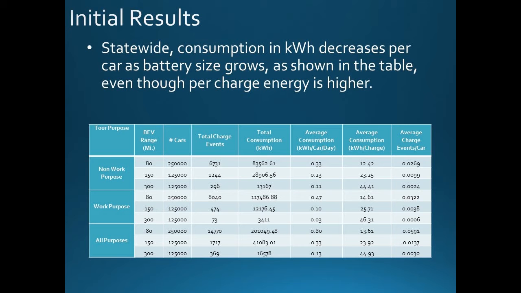However, if you look at the number of charge events, it goes down by 10 times. So basically you get these monster charges with larger battery vehicles, and the events go down, and the kilowatt hours go down, but not by quite as much. So those are some things you can get out of the model and scenarios you can run.